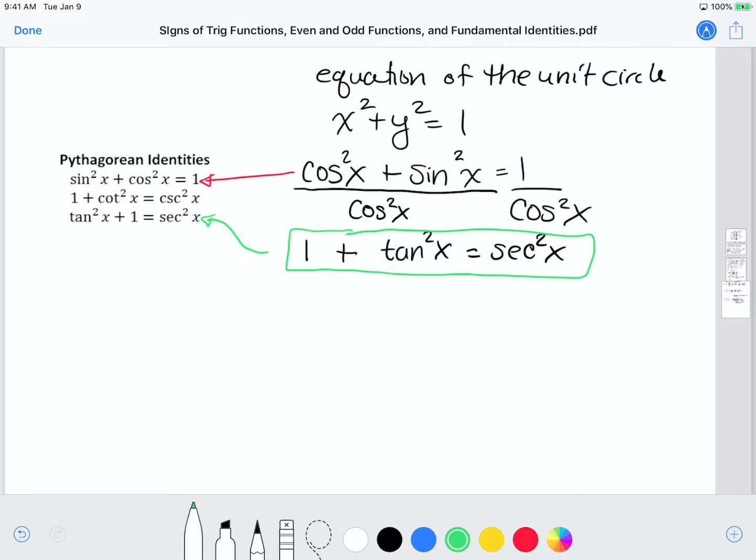So this equation is this one here. I just took the first equation, which we derived from the equation of the unit circle, and I divided everything by cosine squared x to get this equation here that I just highlighted in green. Now I'm going to do the same thing where I take cosine squared x plus sine squared x is equal to 1, but now I'm going to divide both sides by sine squared x.